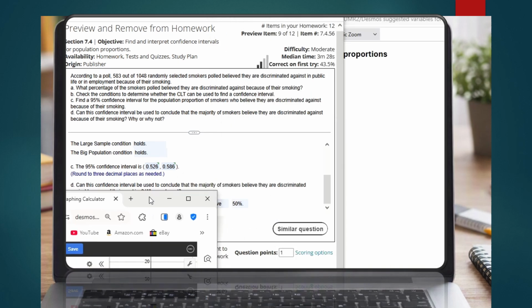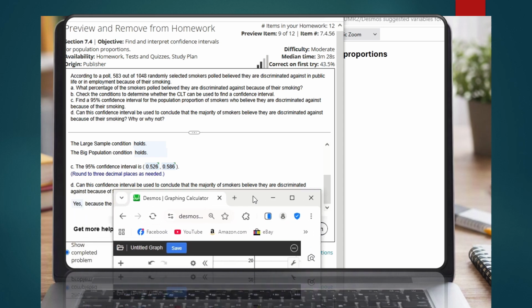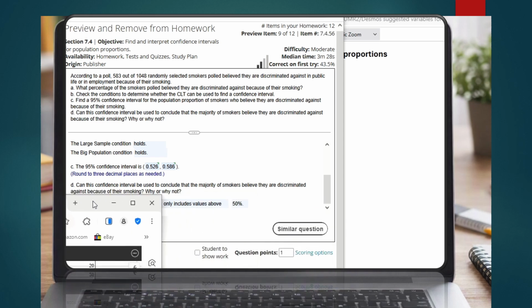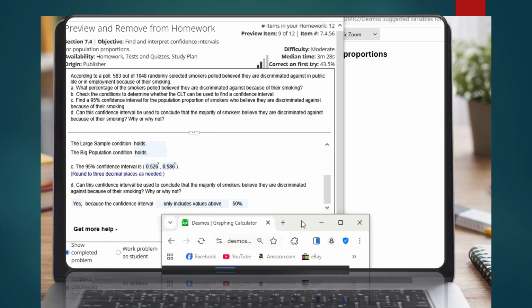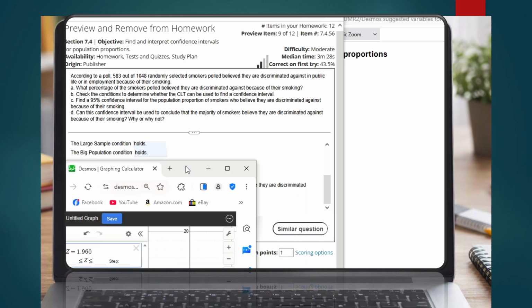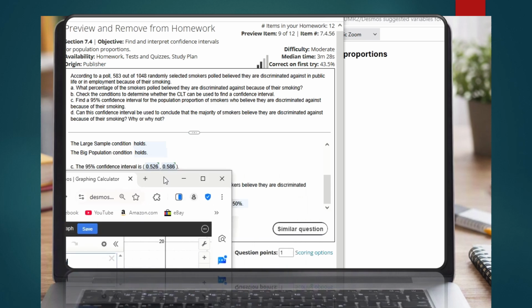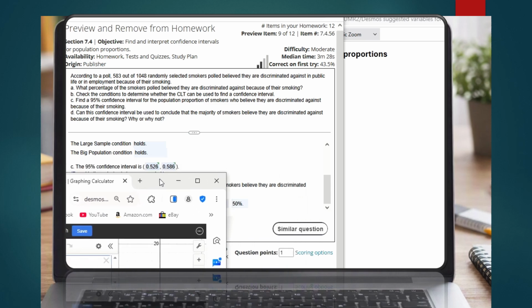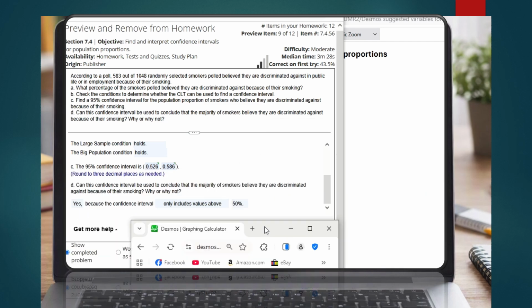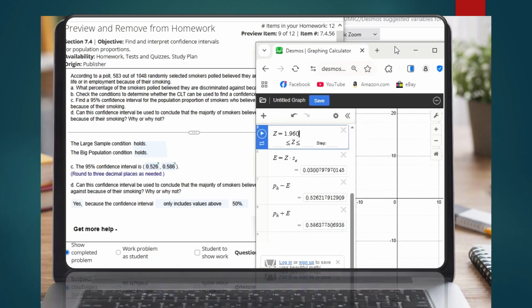So can the confidence interval be used to conclude that the majority of smokers believe they're discriminated against? And yes, it can, because both upper and lower are greater than 50, so that's why we can conclude that.